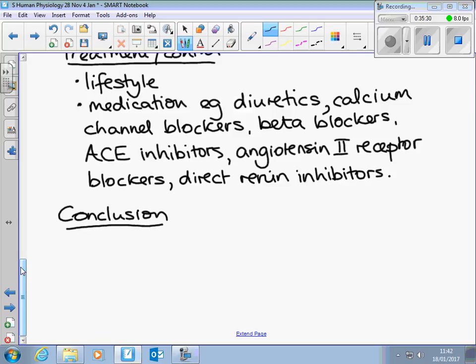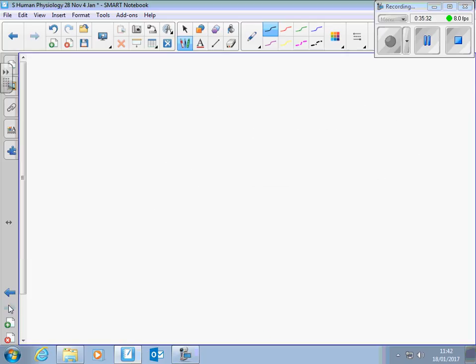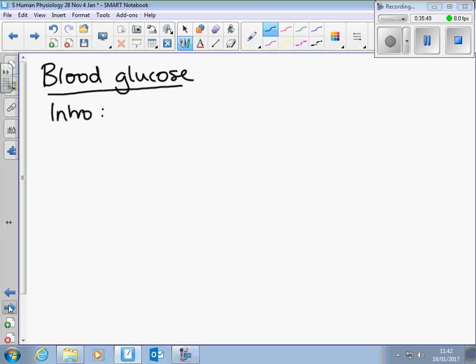The other option, if I start a new board for that, is the blood glucose one. And you take a similar sort of approach. So for the introduction here, again, you'd start off, what's glucose? Why is it important to the body? And it's really because nerve cells will only use glucose for fuel.